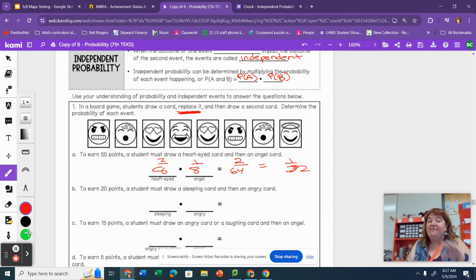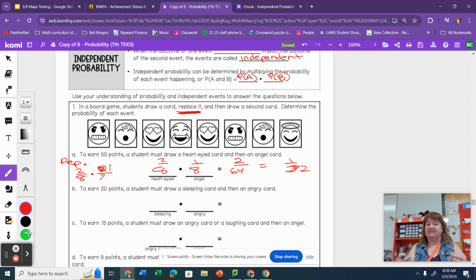Okay. If it was a dependent event, you wouldn't replace it. So your first time, here's dependent, would be 2 out of 8. But then the second time, there's only 7 cards. Do you see what I'm saying? There's only 7 cards. So now you're down to 7. Okay. So it'd be 1 out of 7, because you're down to 7 cards now.